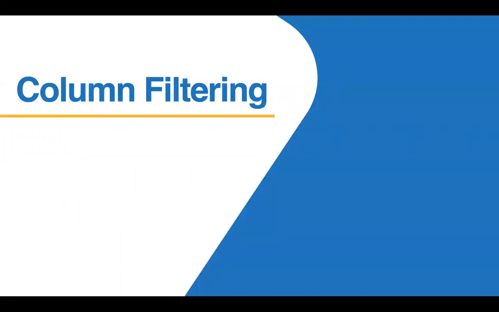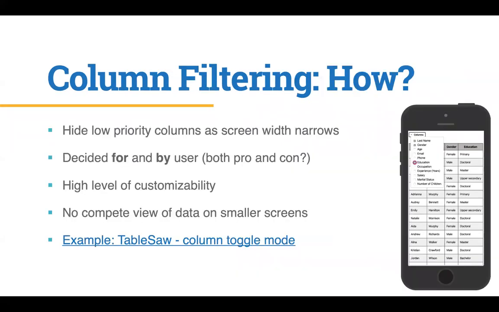Now the next approach that we're going to look at is column filtering. With this approach, you basically hide the lower priority columns as the screen width narrows. It can be done for the user by the content provider who may identify what columns are the most important ones. Or it can be done by the user, but ideally it would be done by both.